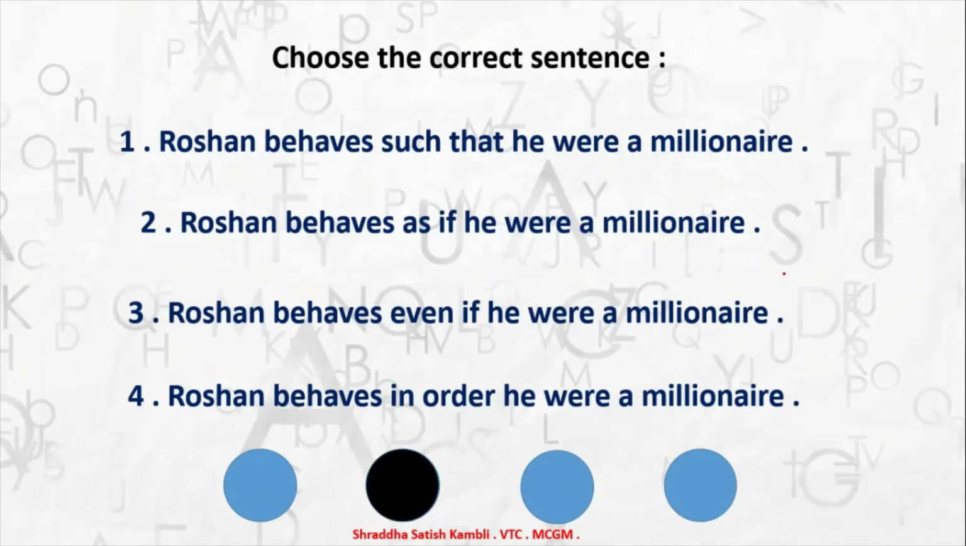That is, he behaves in a fashion that you will be forced to think that he is a millionaire, or he will try to fool you into thinking that he is a millionaire.